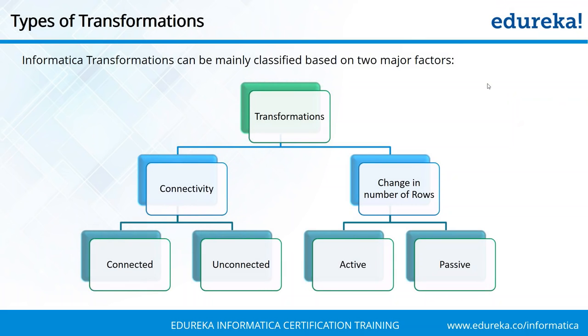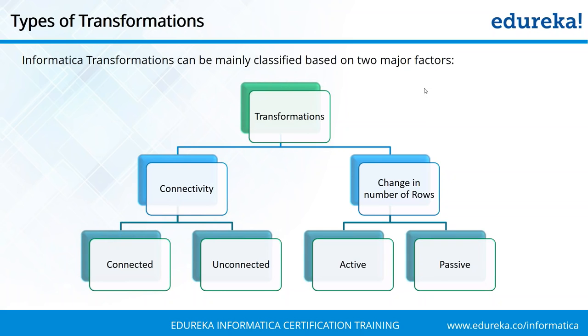So Janice has a question here. Janice is asking us, is it possible for a transformation to be connected and active and connected and passive as well? Yes, Janice. Here let me give you the example of the lookup transformation. The lookup transformation by default is a passive transformation. However, while you are creating it, you can make it an active transformation as well. And based on your needs, you may either connect it or you may keep it as unconnected as well. Does that answer your question, Janice?